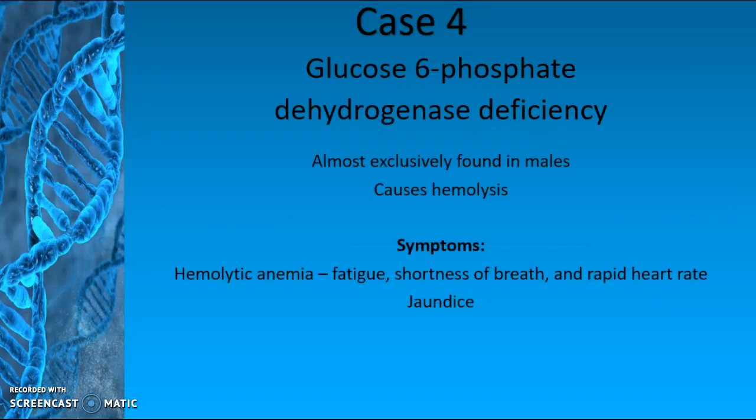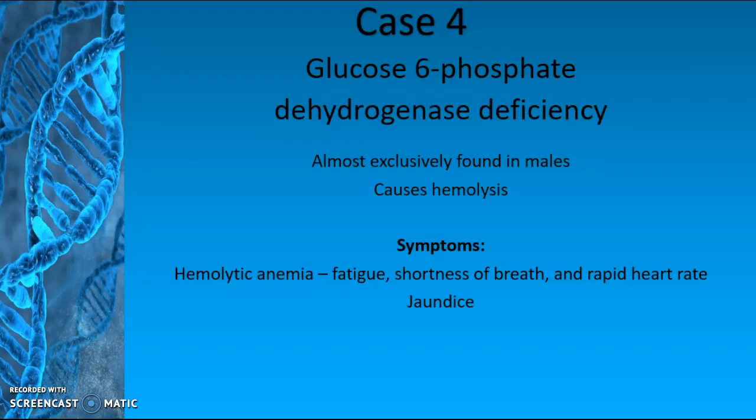Next, we'll look at answer choice D, glucose 6-phosphate dehydrogenase deficiency. Glucose 6-phosphate dehydrogenase deficiency presents almost exclusively in males. This condition causes red blood cells to break down prematurely, which is called hemolysis. The most common symptom associated with glucose 6-phosphate dehydrogenase deficiency is hemolytic anemia, because the red blood cells are destroyed faster than the body can replace them.